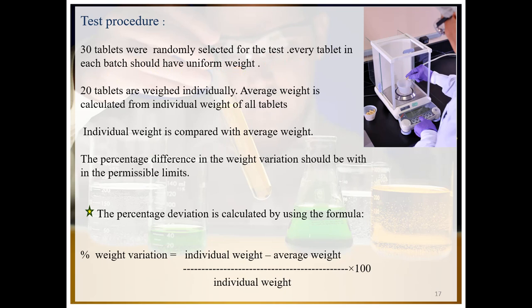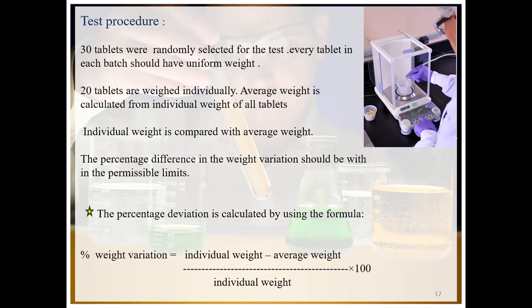For example, if you have selected 30 tablets randomly, you will have to weigh them. Every tablet in each batch should be of uniform weight, close to the mean, for example 80 milligram, 78 milligram, or 130 milligram. Then after that, 20 tablets are weighed individually. This is the second step which is usually performed in the weight variation test.